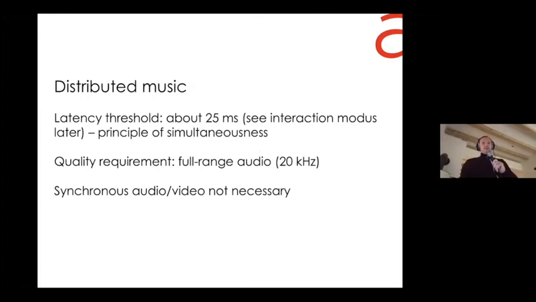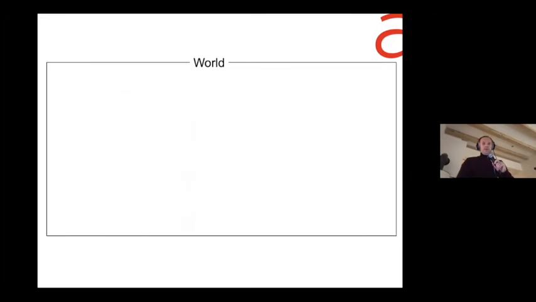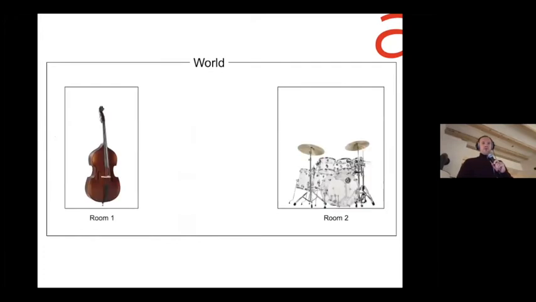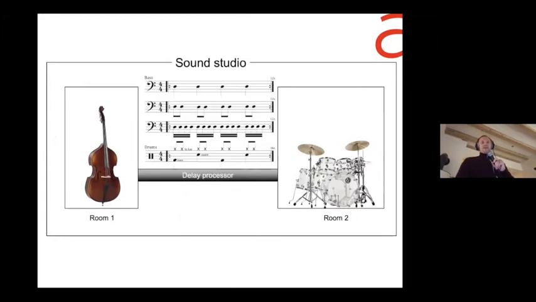So we have the principle of simultaneousness. And the quality requirements are, of course, different. Here we want to have full range audio, basically everything up to 20 kilohertz. And with regard to synchronous audio and video, this is a nice to have feature, but it is definitely not necessary. It could be out of sync and musicians would not complain. So this is the use case we have. We have two rooms in the world, with instruments in those rooms connected by the internet. And so where is the latency threshold?